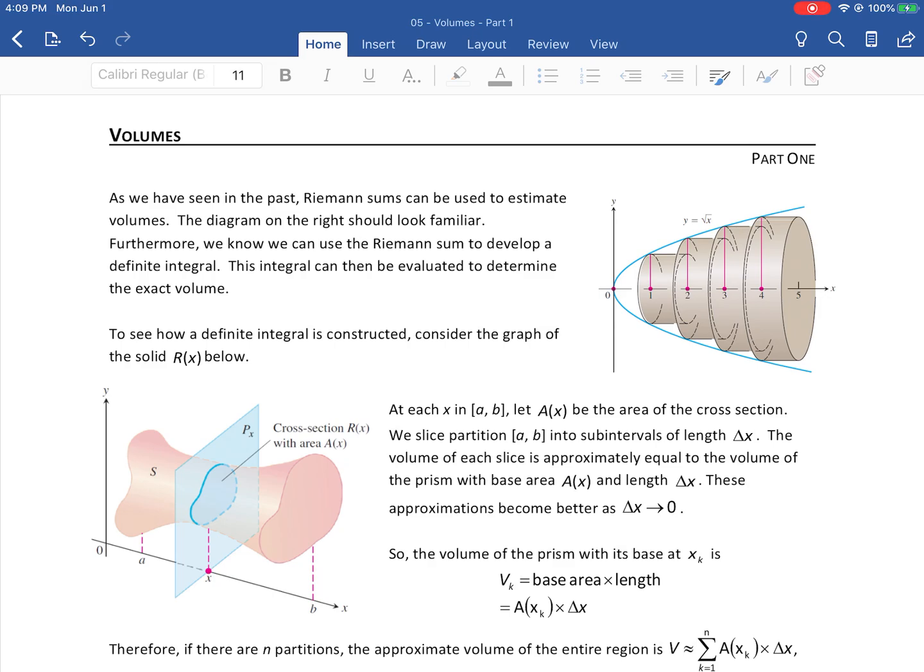So as we have seen in the past, Riemann sums can be used to estimate volumes. The diagram on the right should be familiar. This is a problem we did before. And the idea is to break a large volume up into individual, well, see, this picture gives cylinders. It doesn't have to be cylinders, although cylinders is very convenient. And if we break it up into little cylinders like this, we can use the integral to sum the volume of each of these cylinders up, and with that, find the volume of the whole shape.